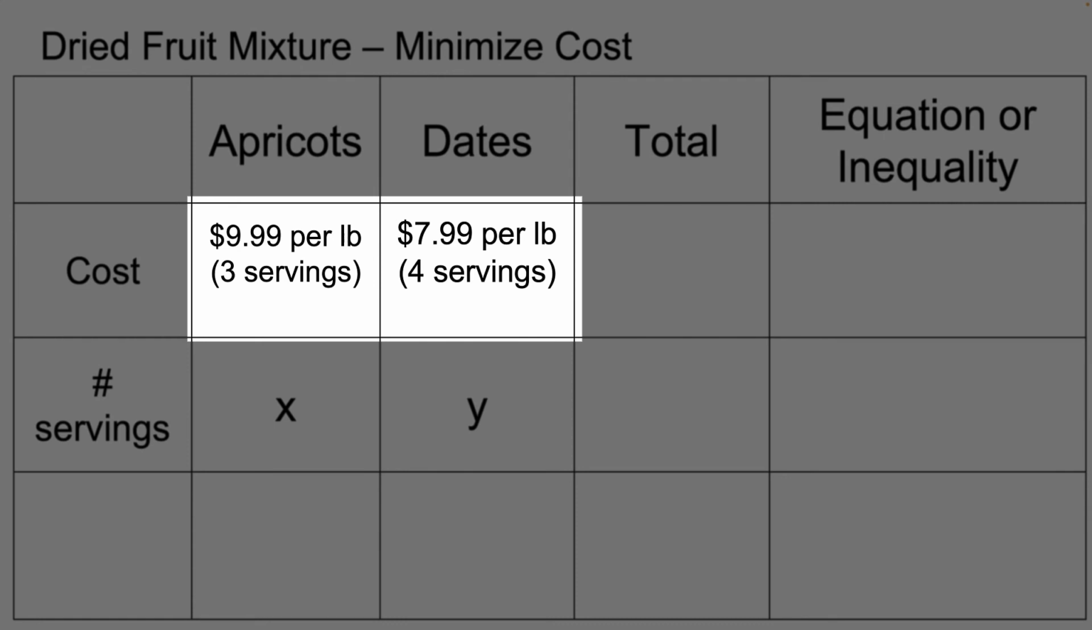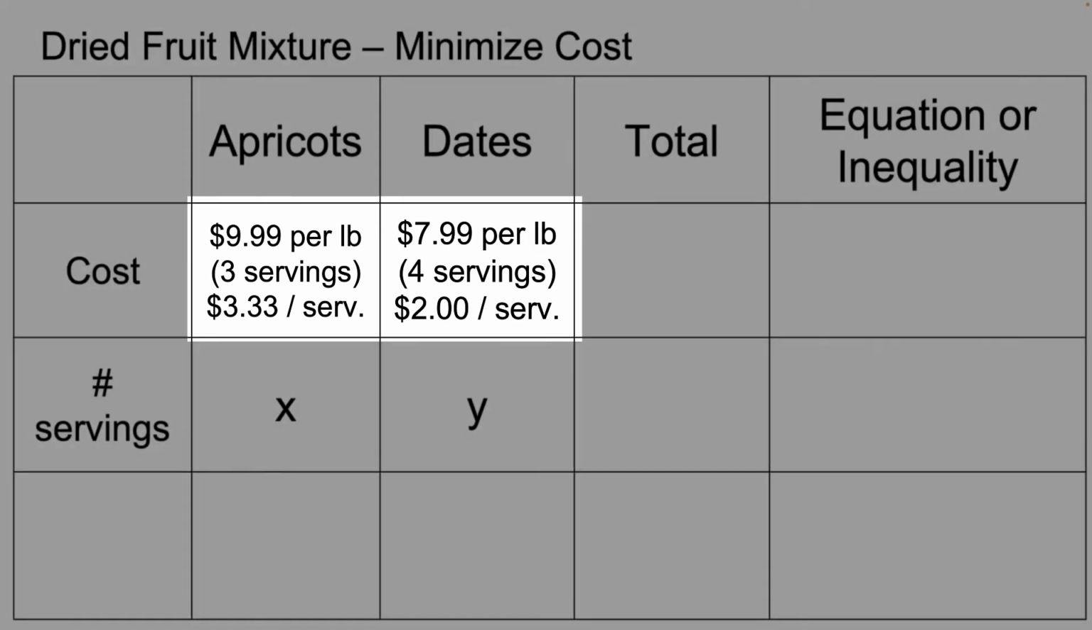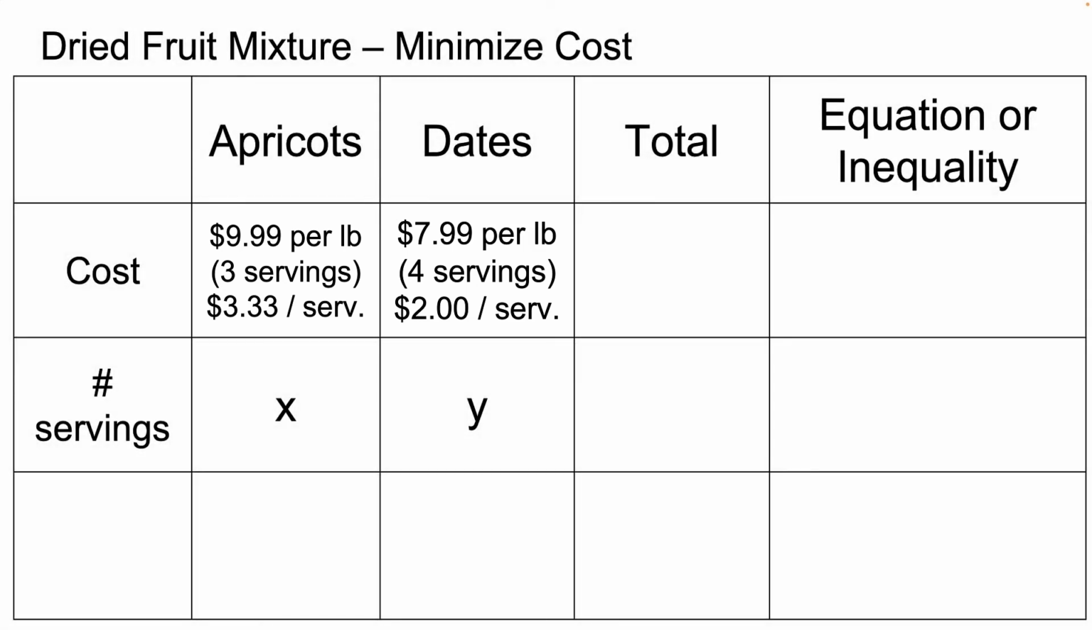So if I take $9.99 and divide it by 3, I would get that the apricots are $3.33 per serving. As for the dates, if we take $7.99 and divide it by 4, we would get a cost of about $2 per serving. We have to make sure that our units are lining up. You cannot use the cost per pound if you're measuring X by the number of servings. So now that we've fixed our units, let's figure out the total cost.